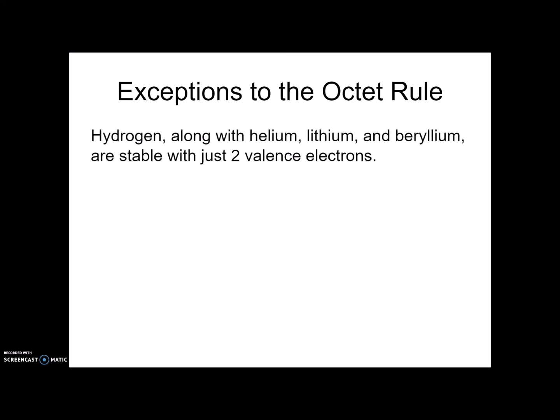Primarily hydrogen, but in addition to hydrogen, elements number 2, 3, and 4, helium, lithium, and beryllium, can be stable by having just 2 valence electrons. 2, not 8. They call this the duet rule, because think about this, students, in the first principal energy level, you can only fit up to 2 electrons, whereas in the second principal energy level, you could fit up to 8. That's why it goes 2 and then 8.